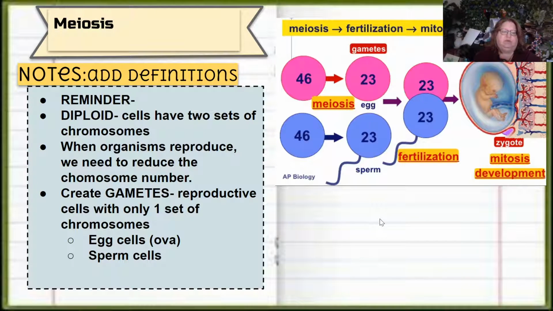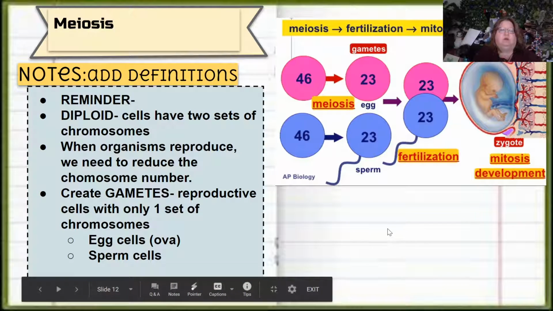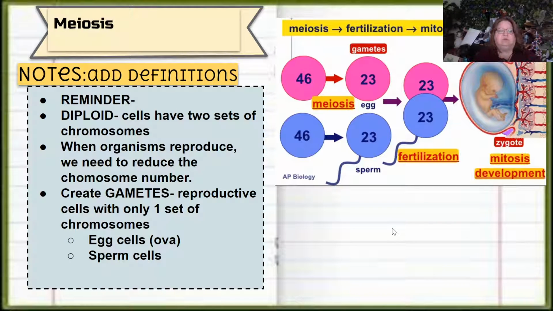Remember, a diploid organism or diploid cell has two sets of chromosomes. A haploid means you only have one set of chromosomes. So what we're going to look at in the process of meiosis is going from diploid to haploid. And that's when organisms reproduce. So meiosis is really a function of reproduction.